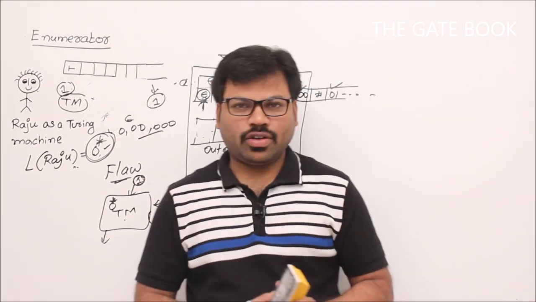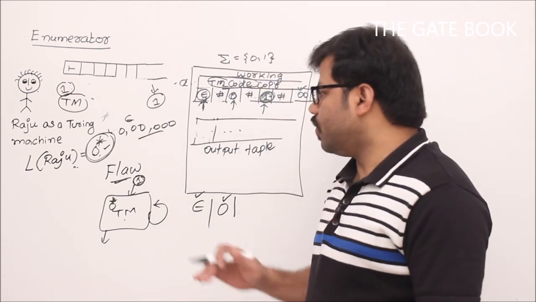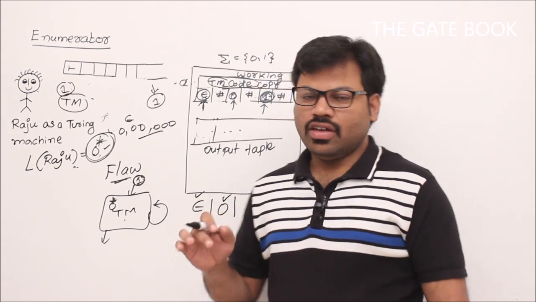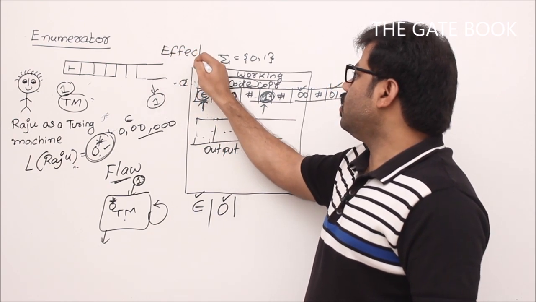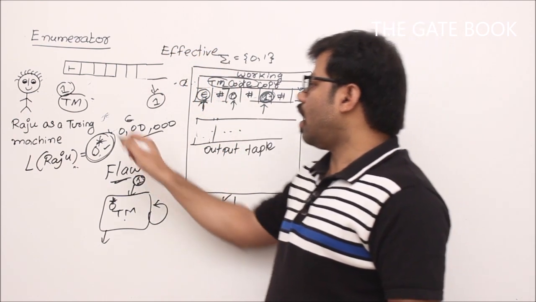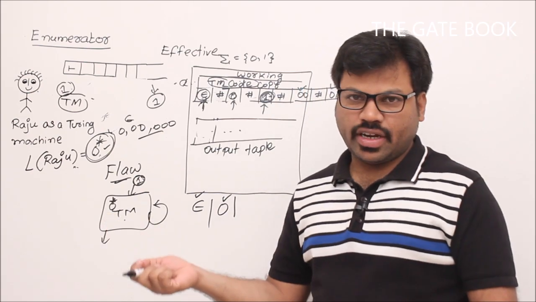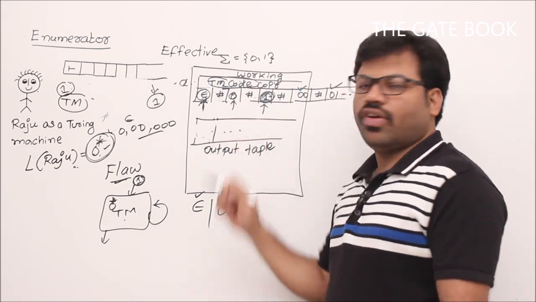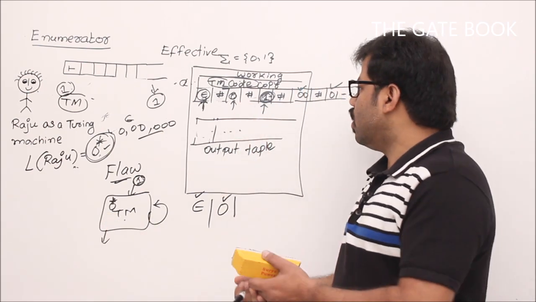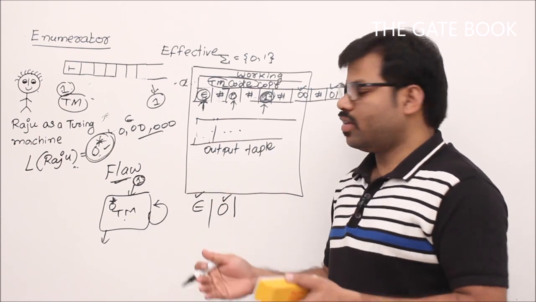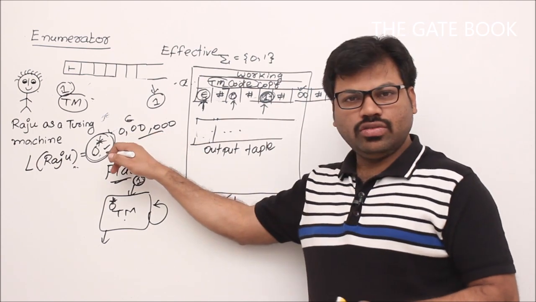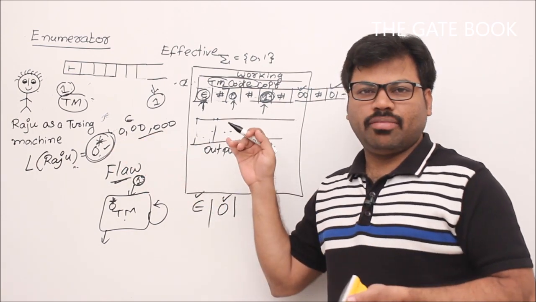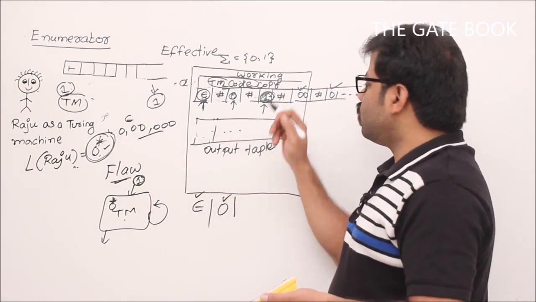Okay, so you tell me what to do. The only thing we can do is effectively enumerate. That is called effective enumeration. Finally, our problem is that we want to prove that for Raju's Turing machine we have an enumerator, so we should not get stuck on one input, correct? But we don't know which input is the right input. Maybe there are some inputs which are not accepted by Raju, but we don't know without running them.